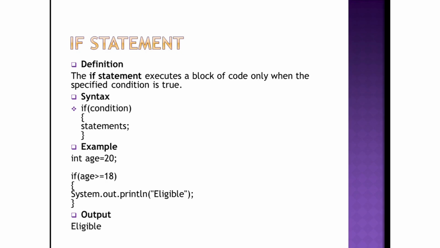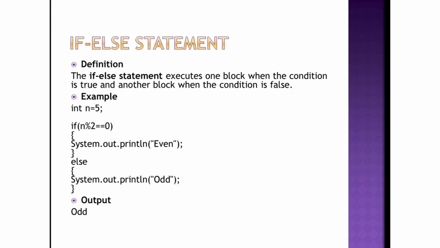Next, now let's understand the if else statement. Unlike the if statement, the if else statement gives us two choices. If the condition is true, one block executes. If the condition is false, another block executes. Look at the example. We declare a variable n equal to 5. Then we check whether n divided by 2 leaves a remainder of 0. Since 5 is not divisible by 2, the condition becomes false. So Java skips the if block and executes the else block, printing odd. If we changed the value to 8, the program would print even. The if else statement is commonly used whenever there are exactly two possible outcomes.